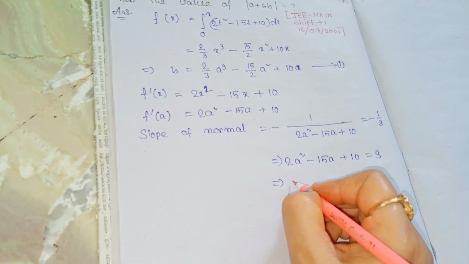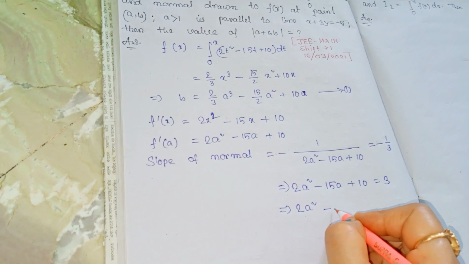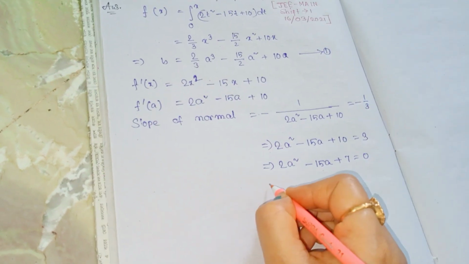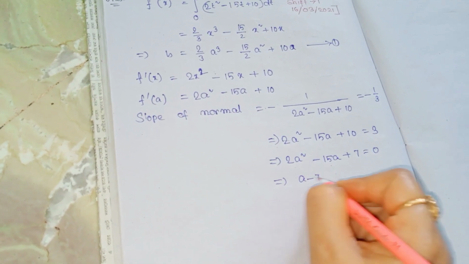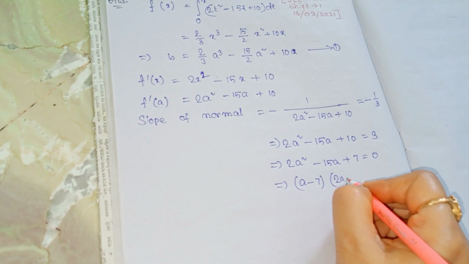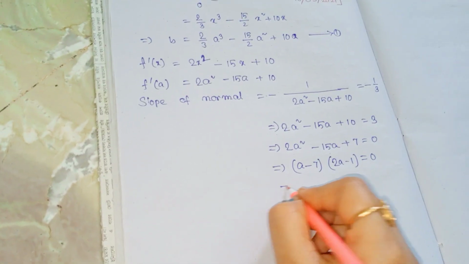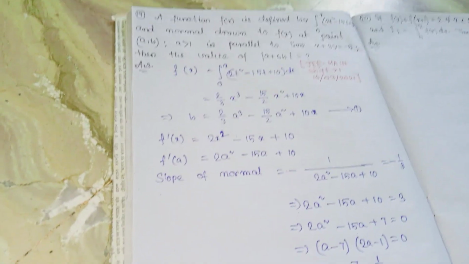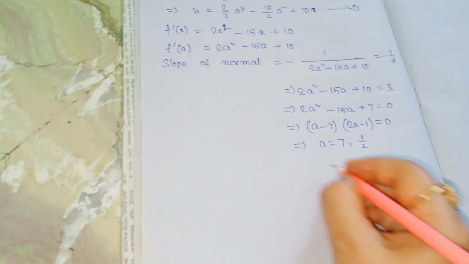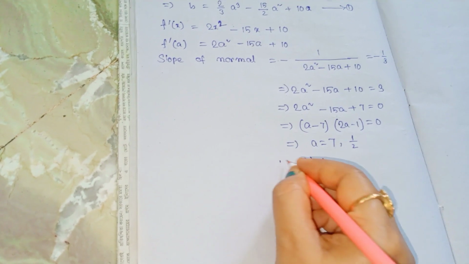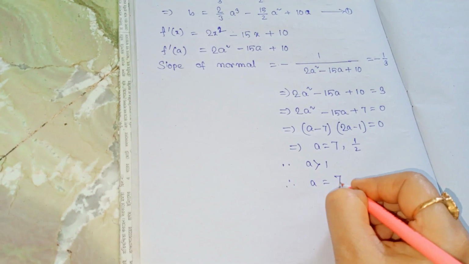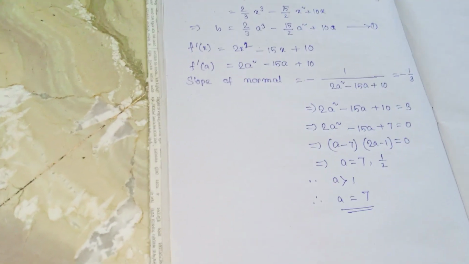That implies 2a² − 15a + 7 is equal to 0. So (a − 7)(2a − 1) is equal to 0. So now a is equal to 7 or 1/2. The question tells that a is greater than 1, therefore a is equal to 7 is our value of a.